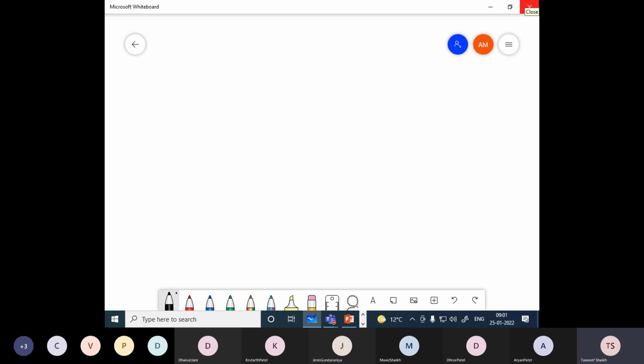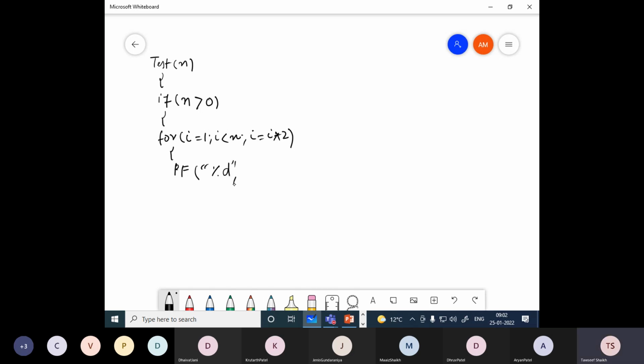We will take this example here. First of all, we will write the program. That is test, and we are passing some parameter n to it. Then we compare the passed parameter: if n is greater than 0, go inside a for loop, and at each iteration keep on multiplying the value of i by 2. Inside the for loop keep on printing the value at each iteration, then go out of the for loop and call this function recursively by passing n minus 1, and then close it.